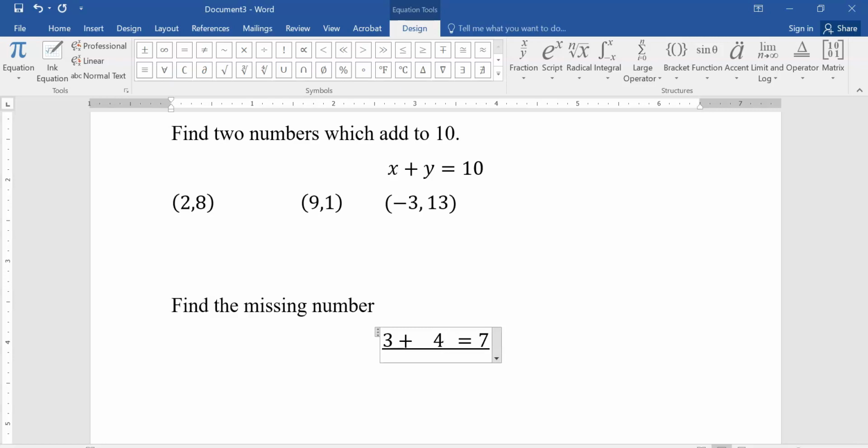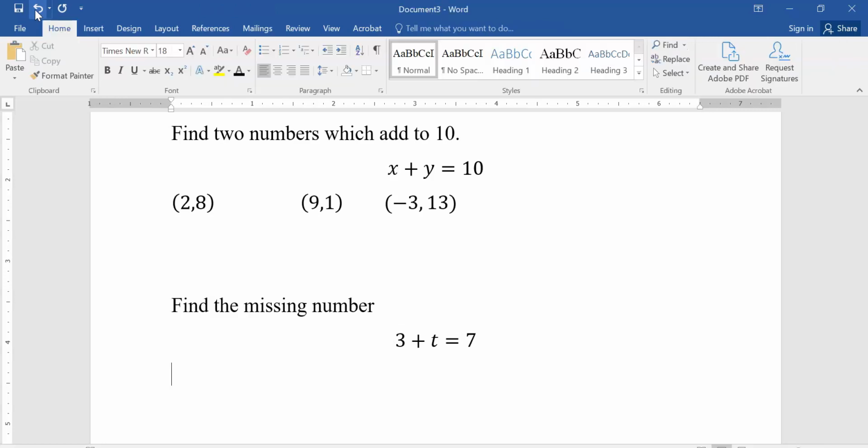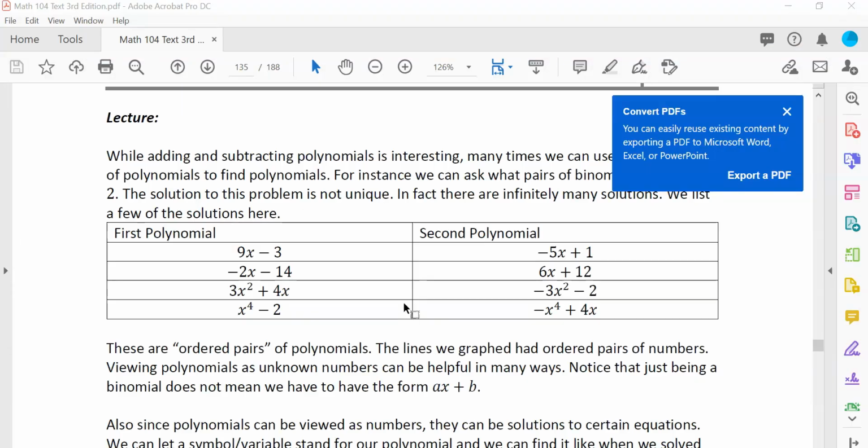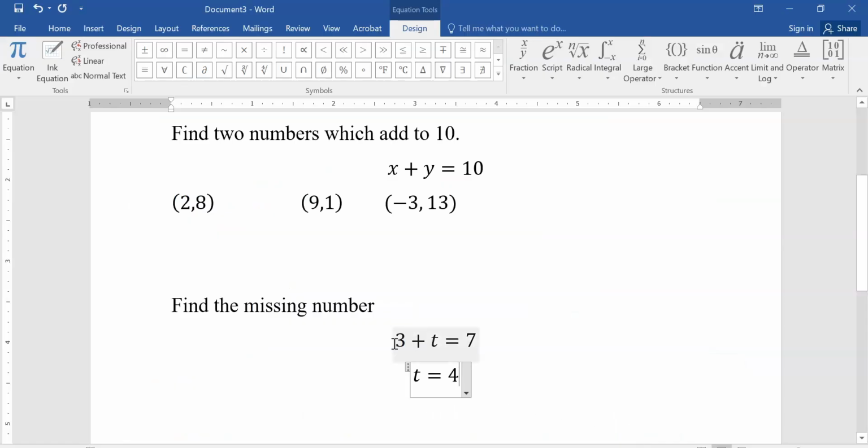So that's the idea. Whoops, undo that underline there. There we go. So the number in the blank has to be 4. And again, in a more sophisticated way, we can say, well, 3 plus t is equal to 7. What's t equal to? And obviously we can solve that and say t equals 4. Now, I say all that just to remind you that polynomials are just numbers of certain types. So now that we know how to add and subtract polynomials, we can use those polynomials to solve equations.